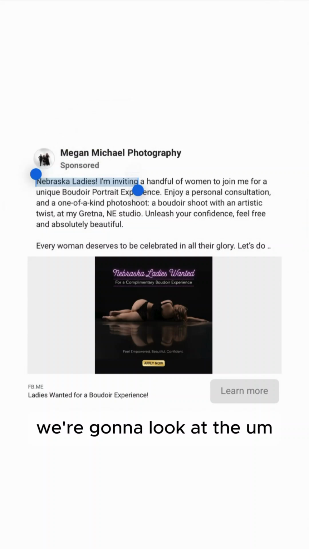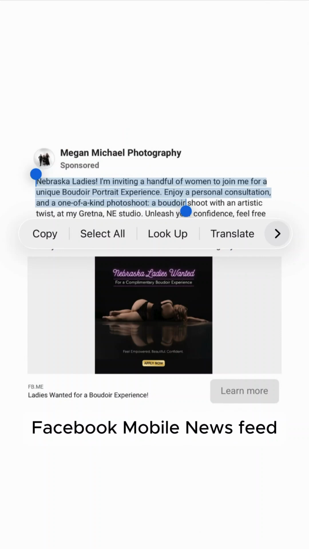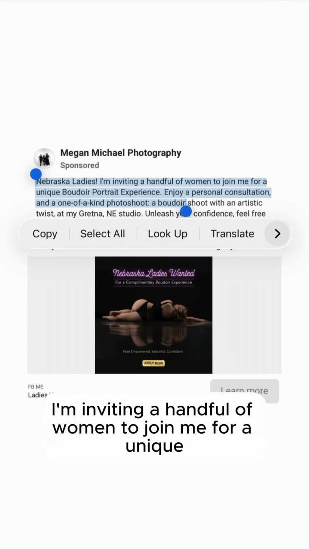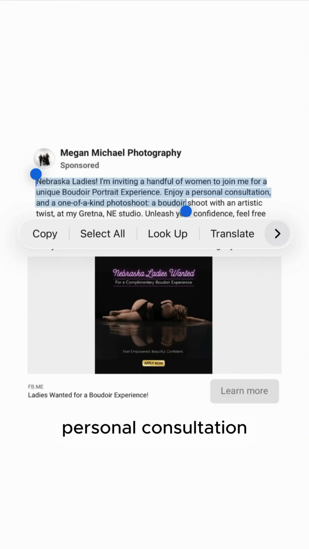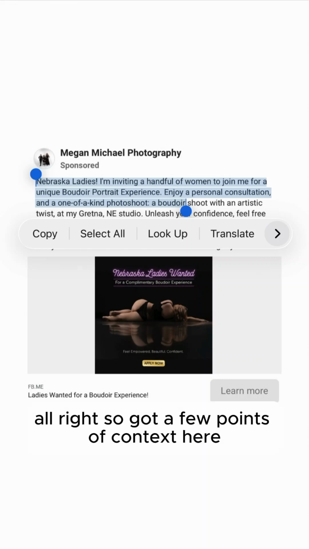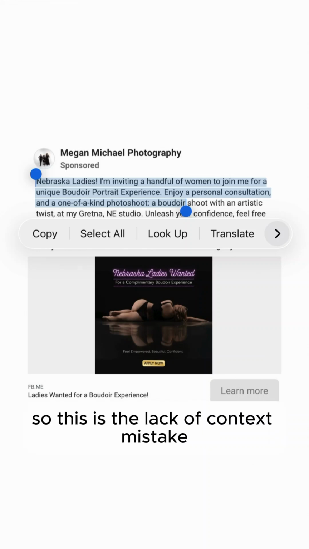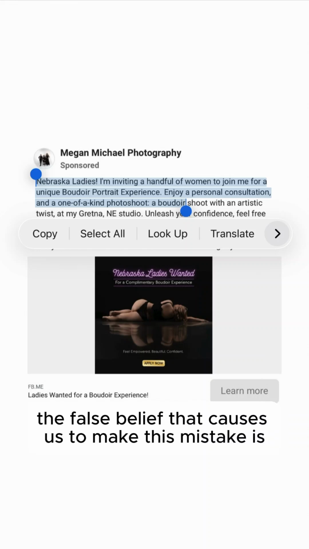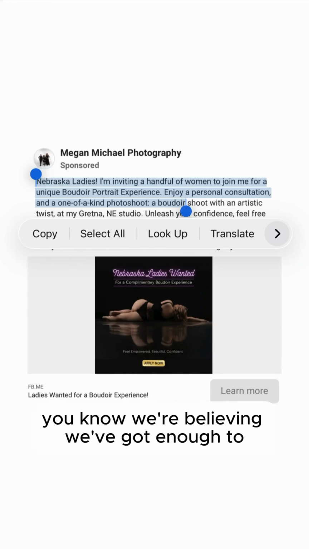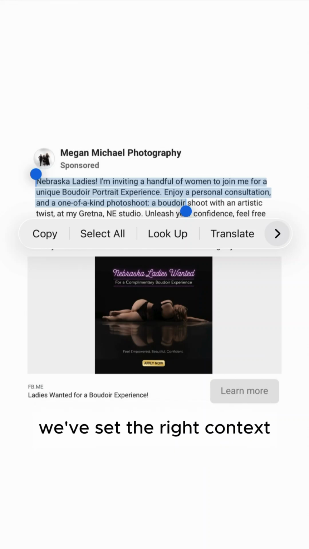Finally, we're going to look at the see more headline here, the first 2 3/4 lines in the Facebook mobile newsfeed. So we go: Nebraska ladies. Inviting a handful of women to join me for a unique Boudoir during a personal consultation. All right, so we've got a few points of context here, but we're missing some other big ones. So this is the lack of context mistake. The false belief that caused us to make this mistake is we're believing we've set the right context.